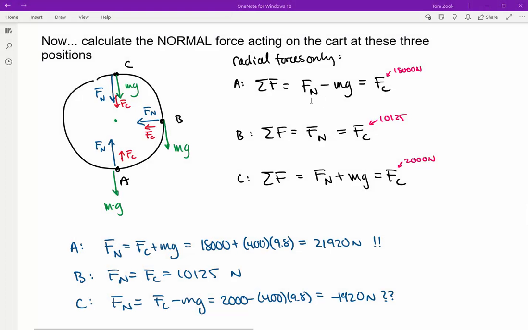Alright, and here are the solutions. So solving for Fn in both these two equations for A and C, we would get a normal force required of 21,920 newtons. That is a lot.